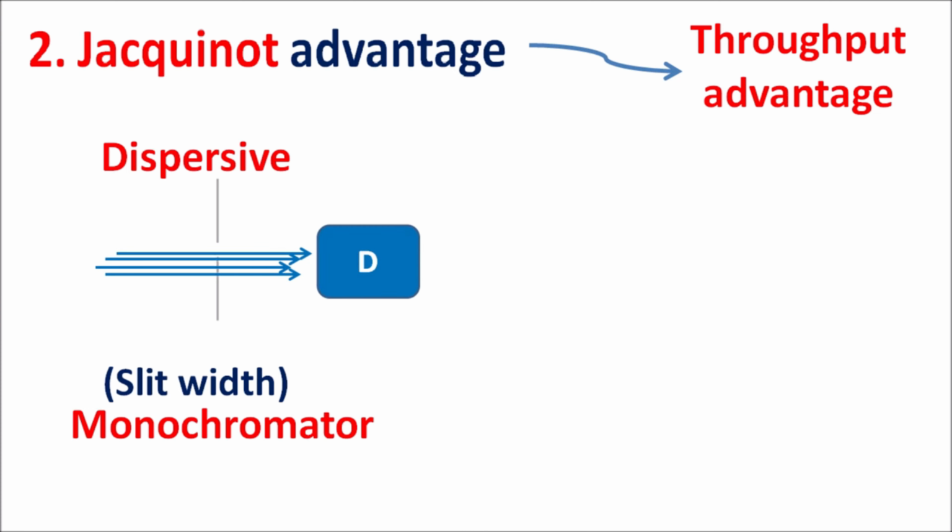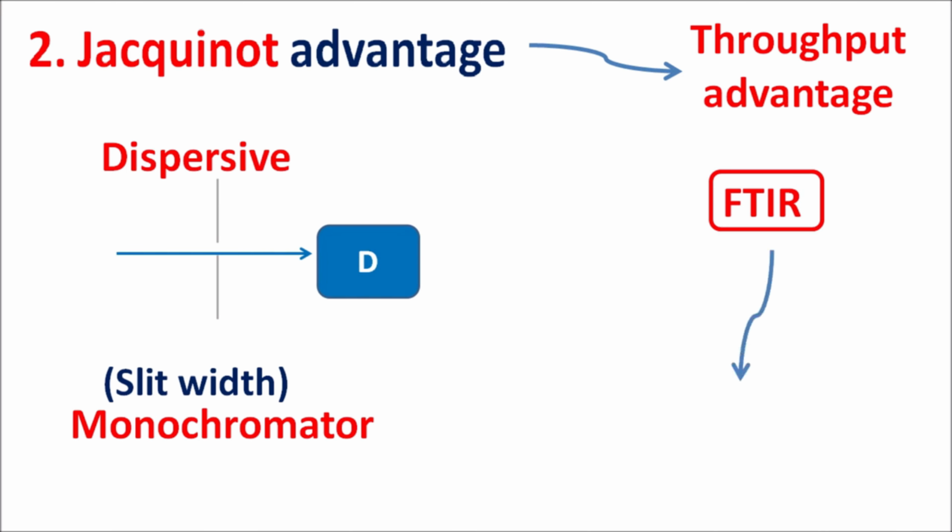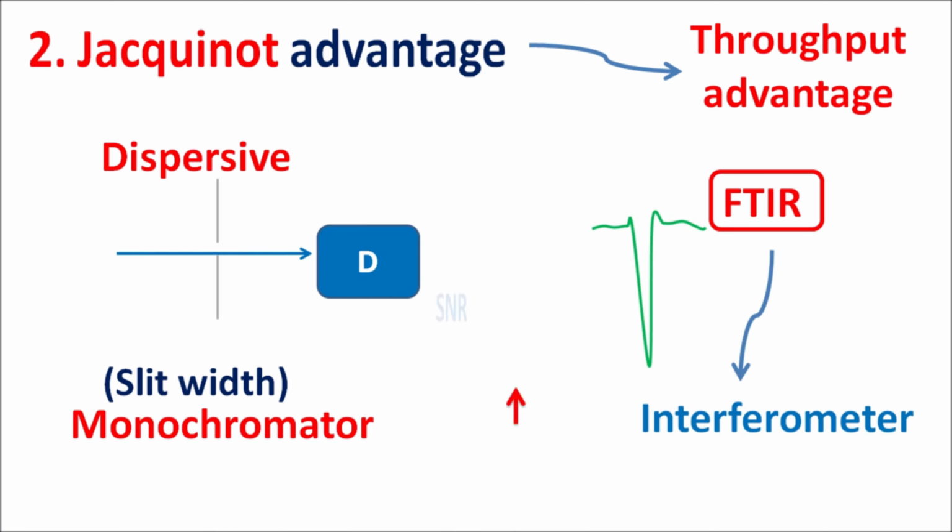But when the slit width is very narrow, very little radiation can enter the detector. So by reducing the slit width, we reduce the radiation reaching the detector, which results in more energy loss and a decrease in the signal. That's why in the dispersive IR spectrometer, as the resolution increases, the signal may be reduced because of decreased throughput into the detector. But in the FTIR, we cannot observe any monochromator. Instead, it uses an interferometer. So we can observe an increased signal to noise ratio. So SNR is increased in the FTIR without any dispersion of IR radiation.